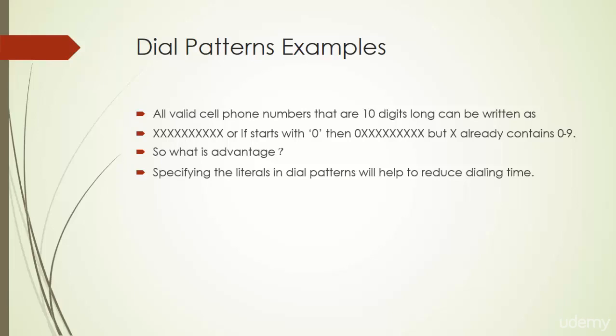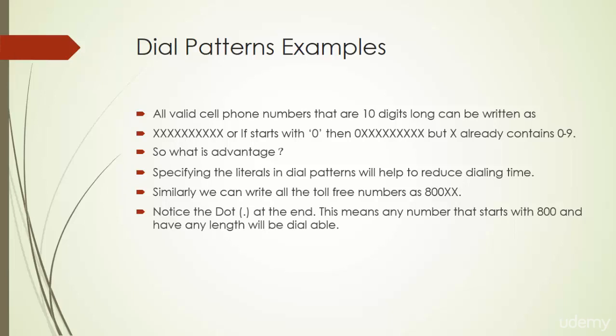Similarly, we can write all the toll-free numbers, for example, usually they start with 800 and then the rest of the number with XXX. It can be anything, maybe. So what we can do is 800 XX dot. Now pay attention, I'm putting 800 XX dot. So whatever number starts with 800 and has any length, just dial it. Okay. Notice the dot at the end. This means any number that starts with 800 and has any length will be dialable.